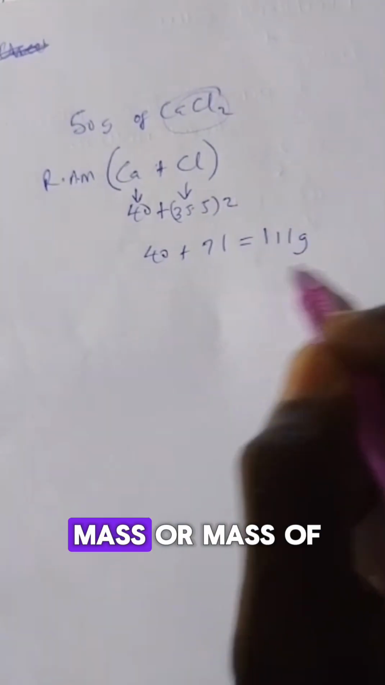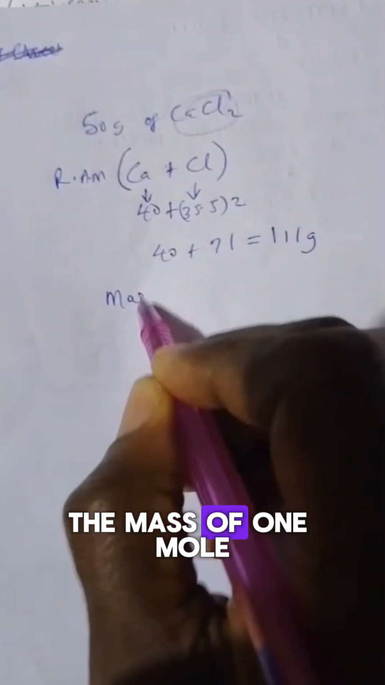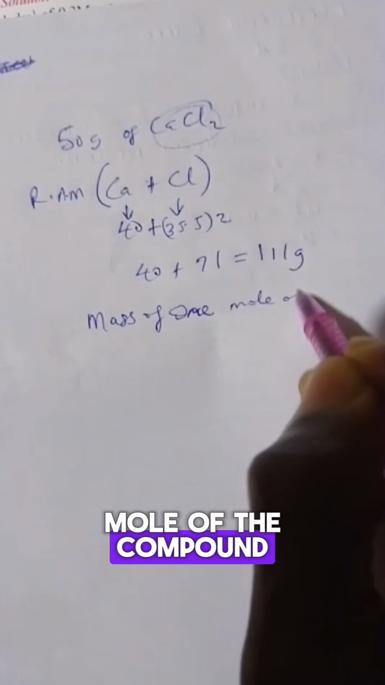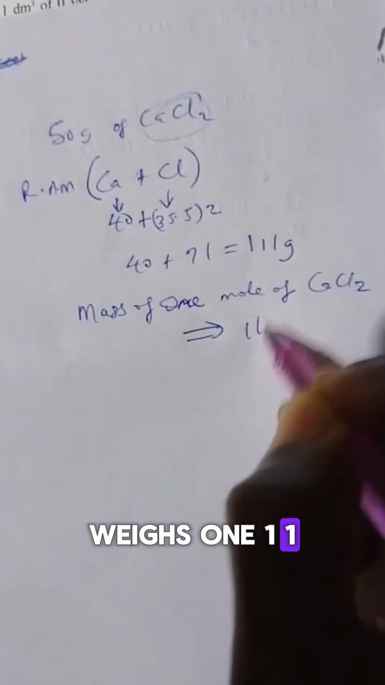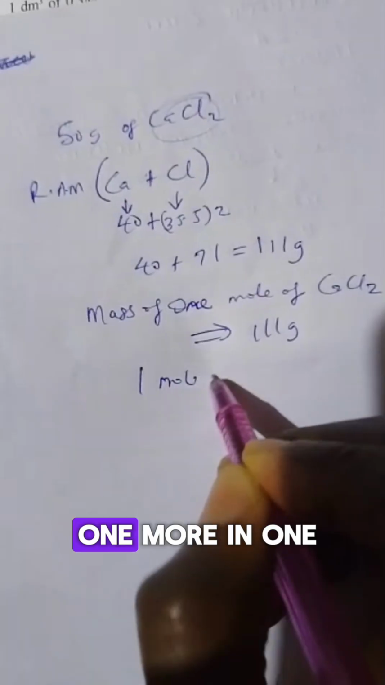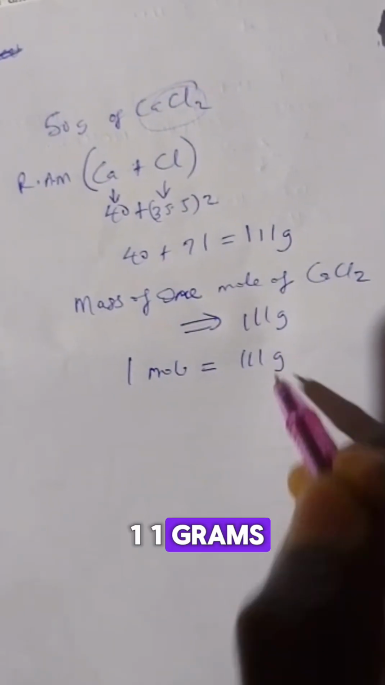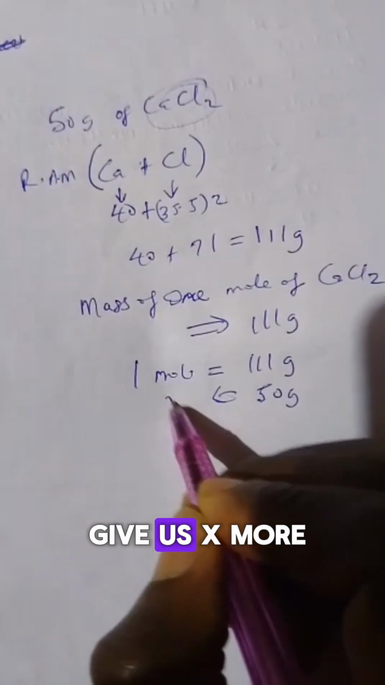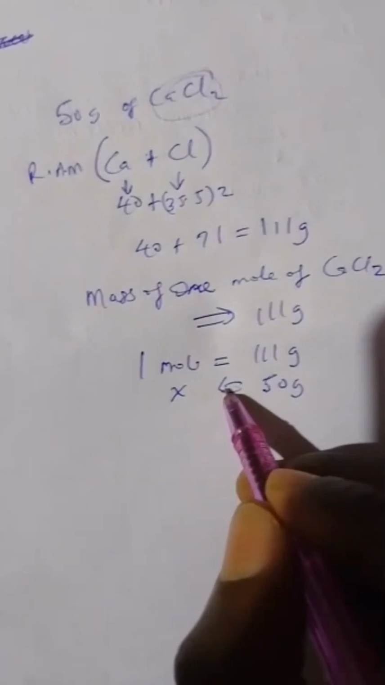So this is the molar mass, or the mass of 1 mole of the compound calcium chloride, which weighs 111 grams. How many moles? Let me just say 1 mole in 111 grams. Therefore, 50 grams will give us X moles. Just say X.